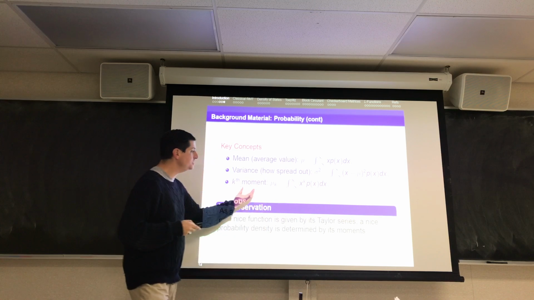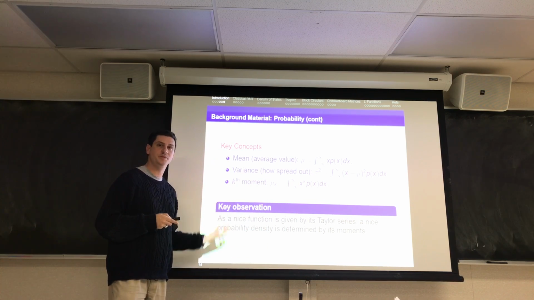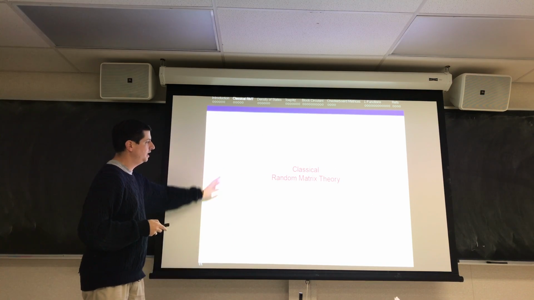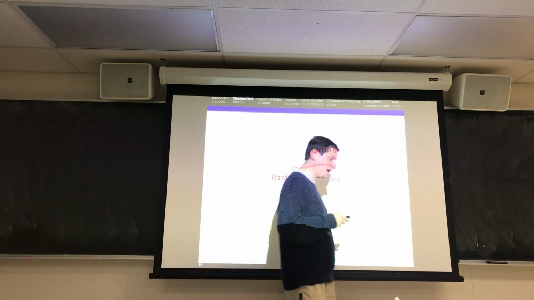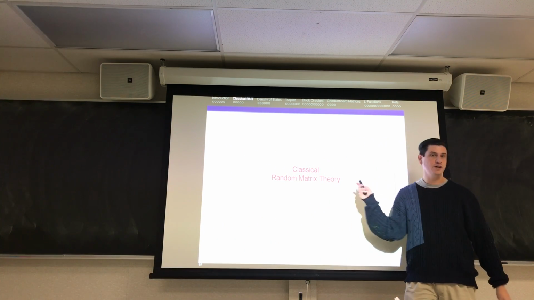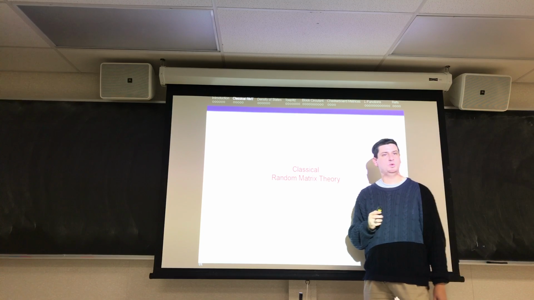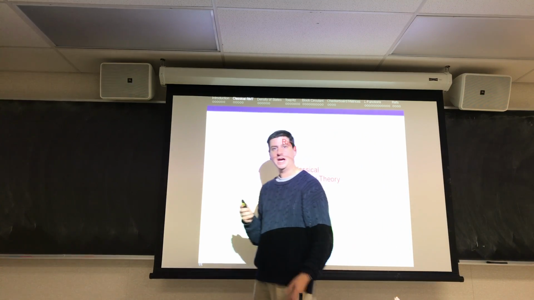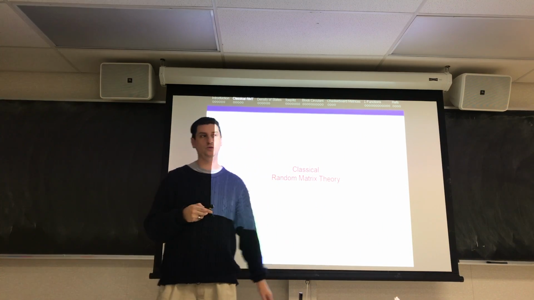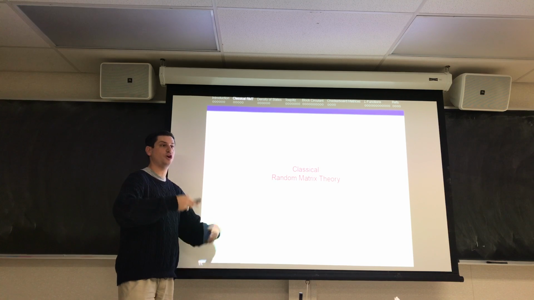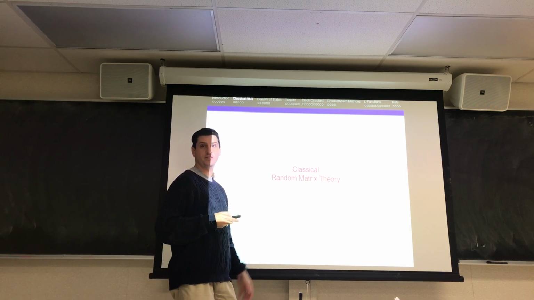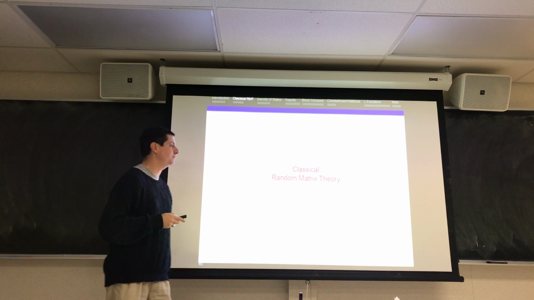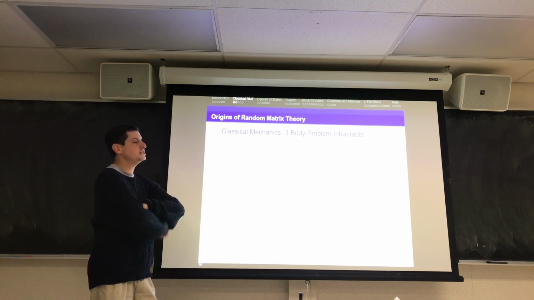The hope is that if we can determine moments, we can then determine a probability distribution. All right, so I'm going to talk a little bit about classical random matrix theory. It began with the statisticians in the very early 1900s, but then really kicked up with the physicists in the 1950s. In the 1970s, it was realized it applies to number theory as well, to primes and the Riemann zeta function.